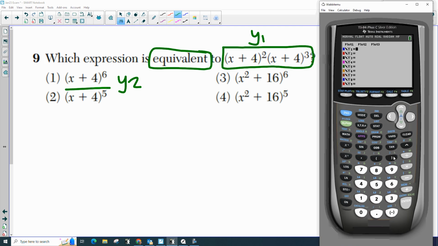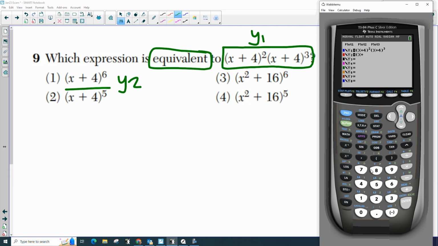I want to clear out what's in there. So you always want to make sure you type it exactly how it looks, okay? So I'm using the parentheses just like I see, and to get the third, I use the caret to the 3. All right, and now I'm going to put choice 1 into y2, and let's see if they are equivalent.